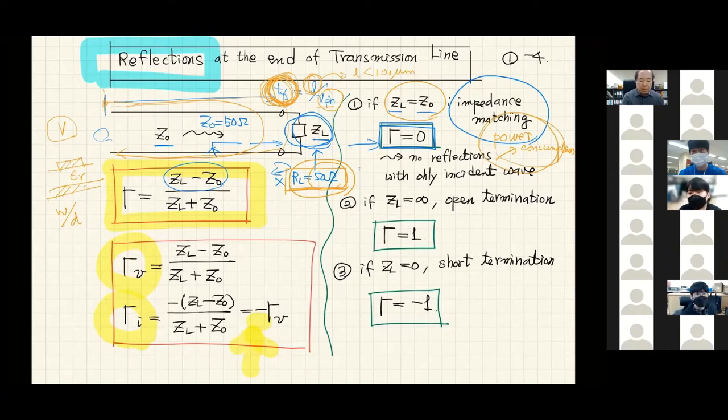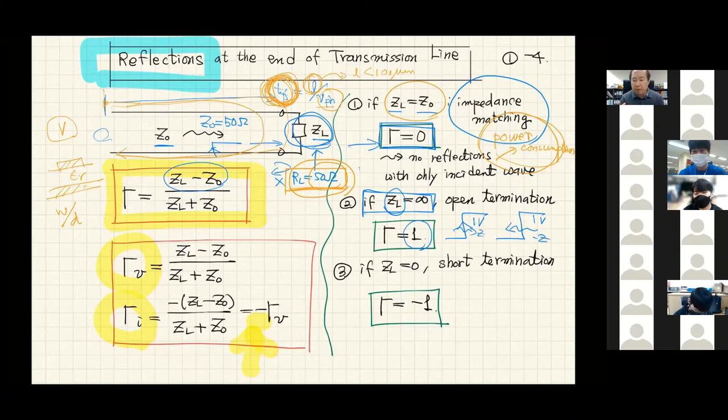The second special case is open termination, when GL is infinite. In most CMOS receivers, we can consider it as an open termination. Then the reflection coefficient becomes one. That means if you are sending a 1 volt digital waveform, the full 1 volt digital transition will propagate in the reverse direction.